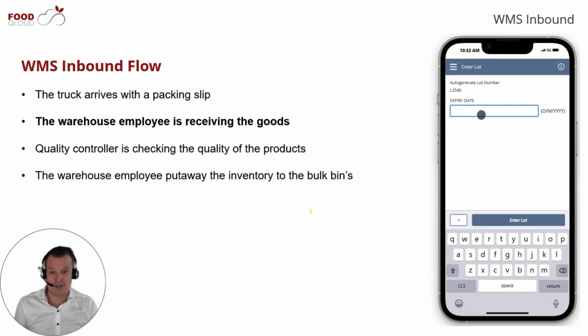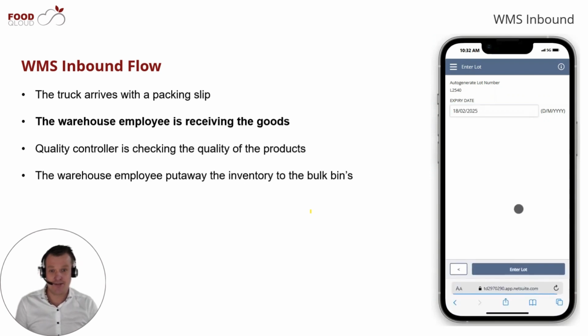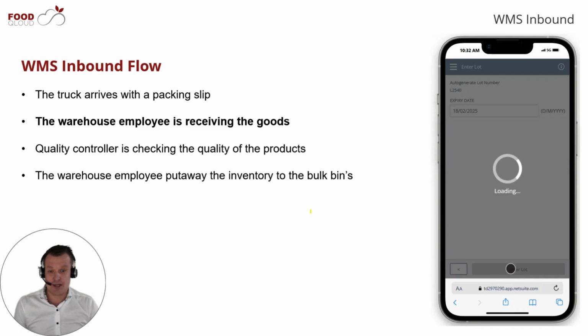We can now enter the expiry date of the product. It's visible on the product, like 18/02/2025, for instance. And we enter the lot.